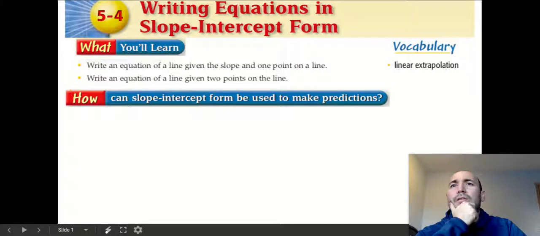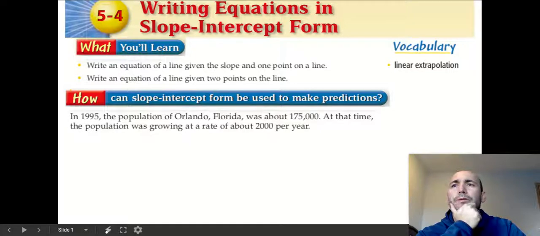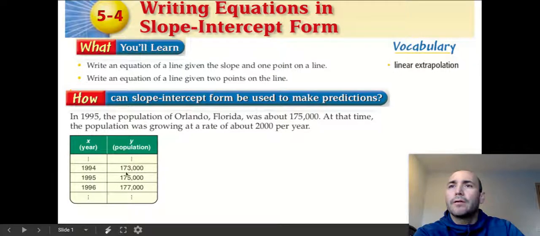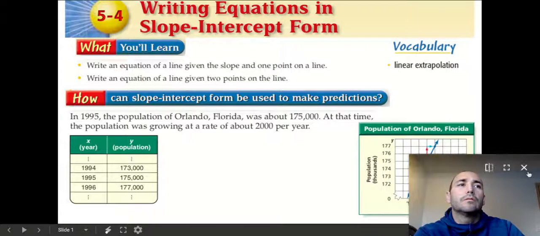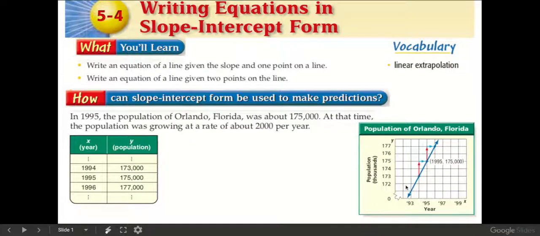And so let's look at something here. It says, how can slope-intercept form be used to make predictions? In 1995, the population of Orlando, Florida was about 175,000. And at that time, the population was growing at a rate of about 2,000 per year. Here you can see a table. Every year it was going up by 2,000 people. And here you can see a graph of that. Again, every 1 year it was going up 2,000.